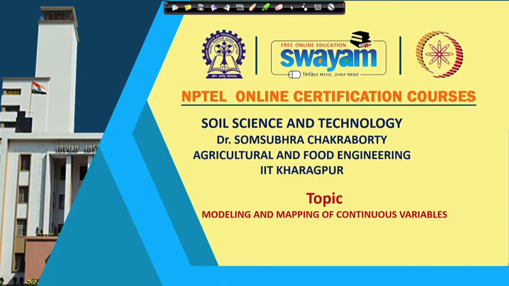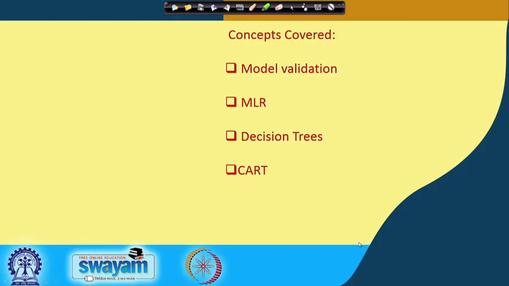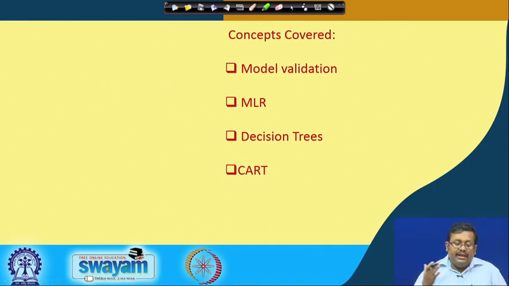The next and very important topic in digital soil mapping is modeling and mapping of continuous variables, and in this we will be discussing model validation, and then what is multiple linear regression, what are decision trees, what is CART, and also we will be discussing random forest in brief.